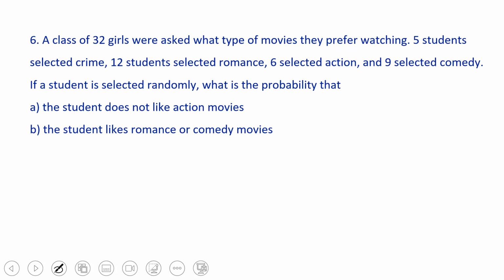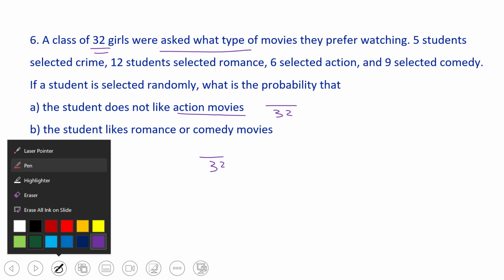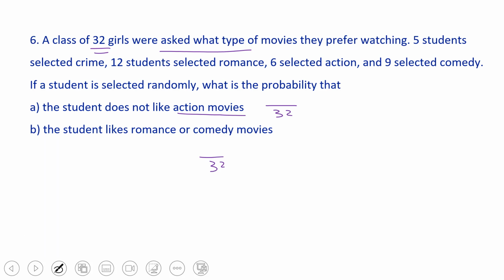Okay, we have 32 girls who were asked. So this is the number of people surveyed, right? So our probability has denominator 32 in the two parts of the question, right? Here, like action movie. How many like action movie here? Action movie, 6. Okay, so 6 over 32, which is 3 over 16. You can have the decimal here.